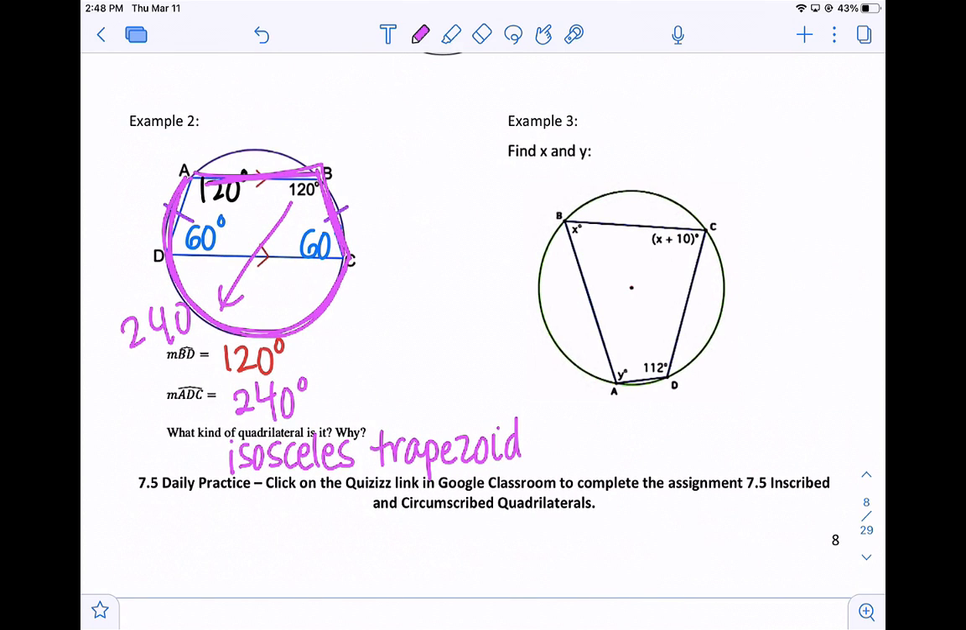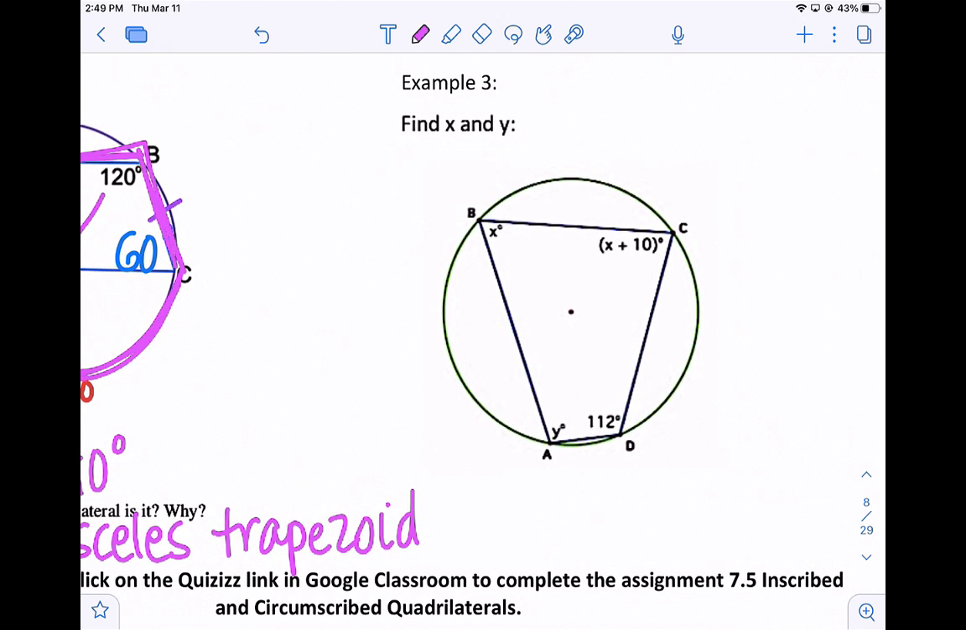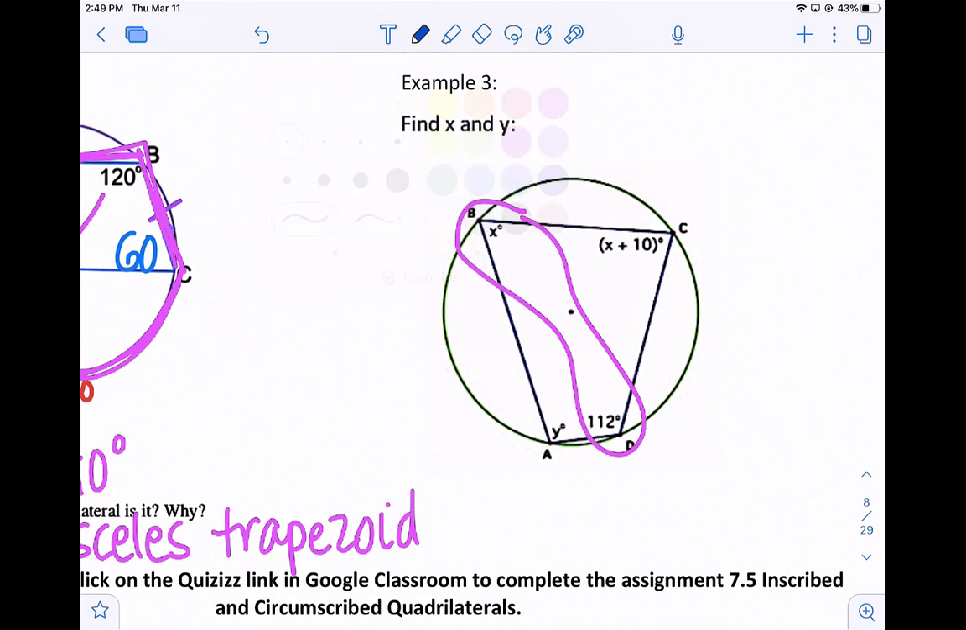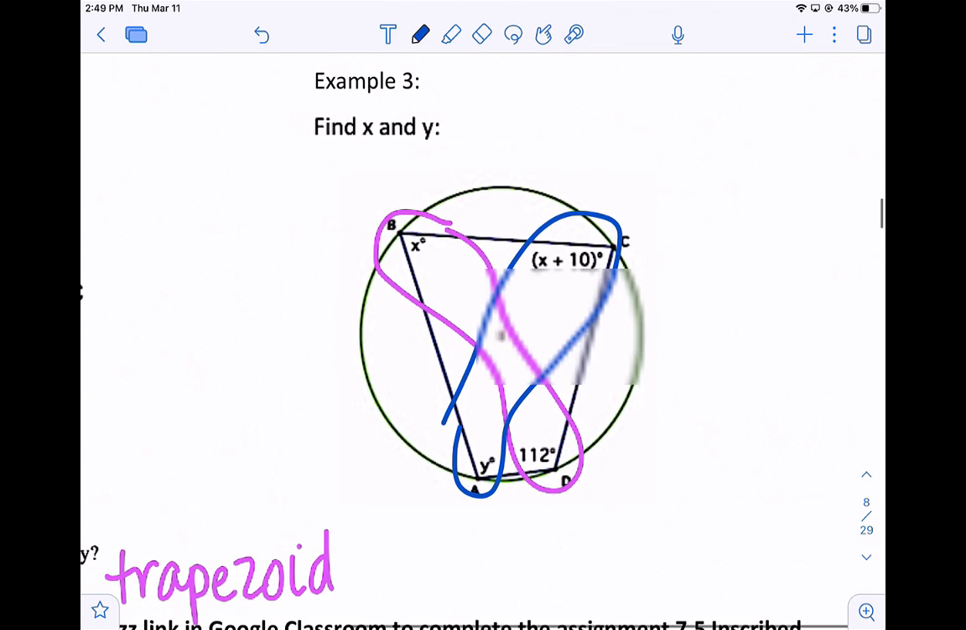Okay, let's take a look at example 3, find x and y. If we take a look at this example, we have two letters here, x and y. We know that the opposite angles are not congruent, they're supplementary. So I'm going to circle the opposite angles. If we use the blue set of angles, y plus x plus 10 equals 180, we can't solve that yet because we have two variables and only one equation.